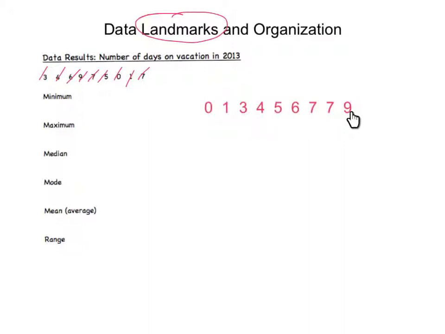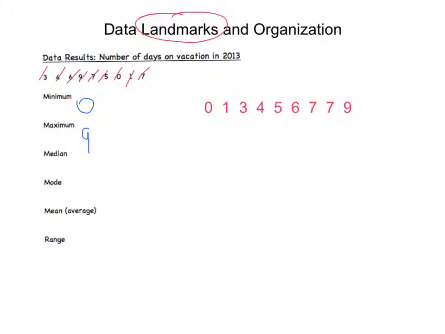So let's go ahead and talk about our data now. First off, let's talk about the minimum. It's exactly what it sounds like. It's the number that is the least or the smallest. Since I put them in order, this makes it very easy for us. We know that that is 0. The maximum is just the opposite. It is the largest number, which is 9.